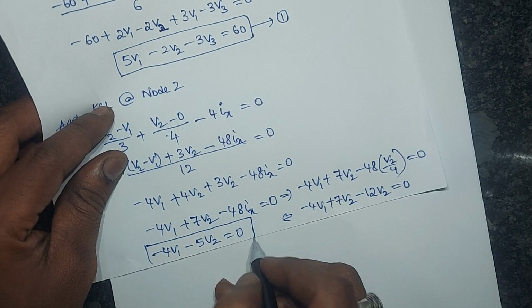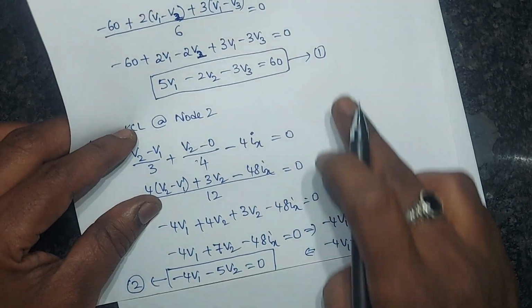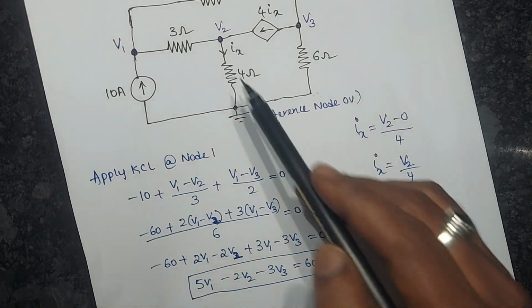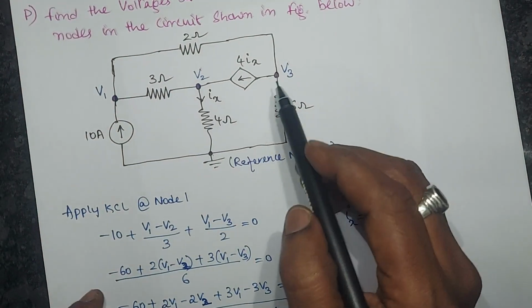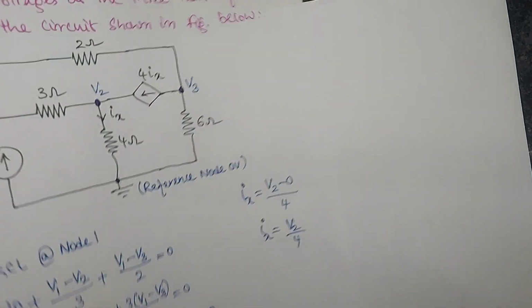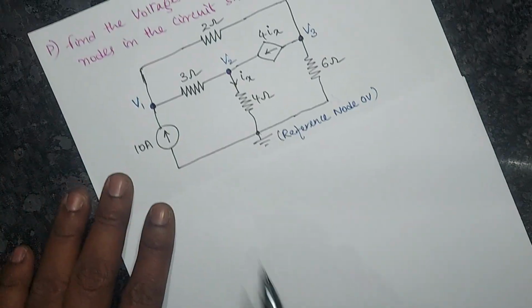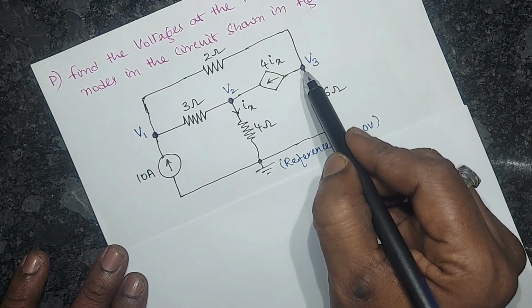So this is the second equation. Clear? So this is the first equation, this is the second equation. So understood all of you how this ix value is obtained. Clear? Next, what about node 3? In the same manner, here I will write for node 3.